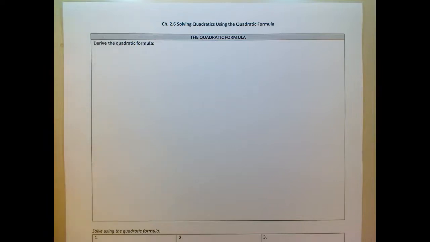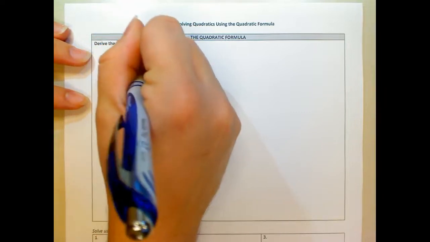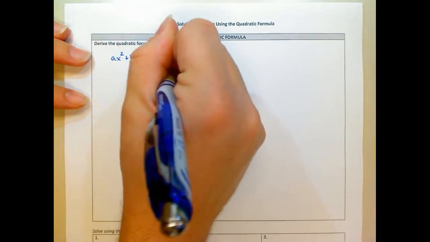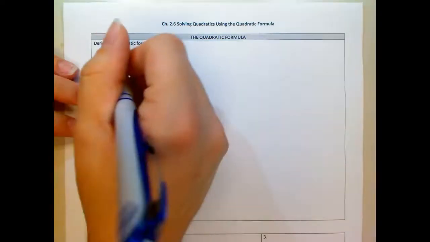So we're going to start with a standard form quadratic, meaning we're going to have ax squared plus bx plus c equals 0. And we're going to complete the square in order to derive the quadratic formula. The first step when completing the square is we would either divide by a or move the c term first, our choice. Since I'm doing this problem, I'm going to start by dividing everything by a.